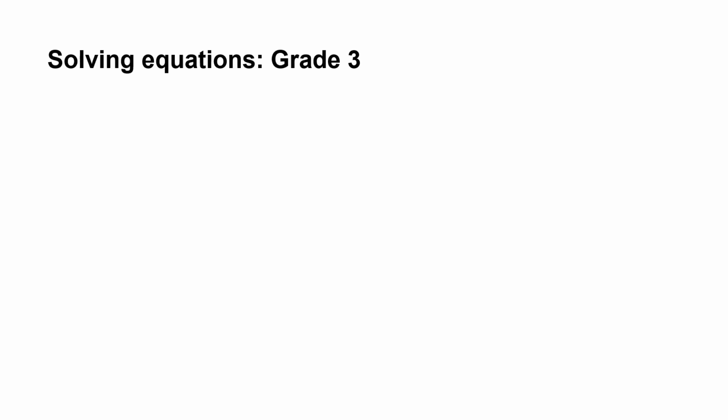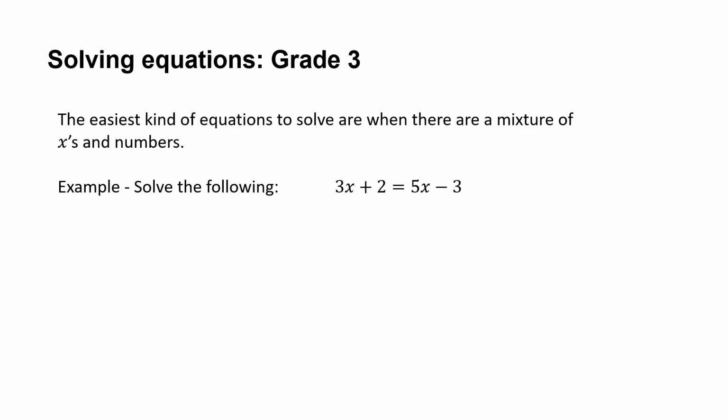So to start off with, we're going to look at the most basic kind of equation that we can get. So this would be around a grade 3 level question. This would be when we have a mixture of x's and numbers, or it might not be an x, it may be a y or a z, but a variable and a number. So an example of this is when we have 3x plus 2 equals 5x minus 3.